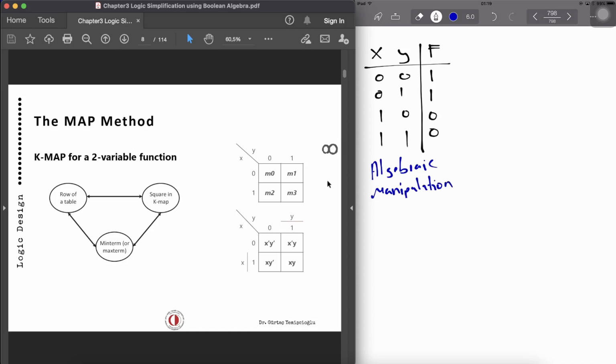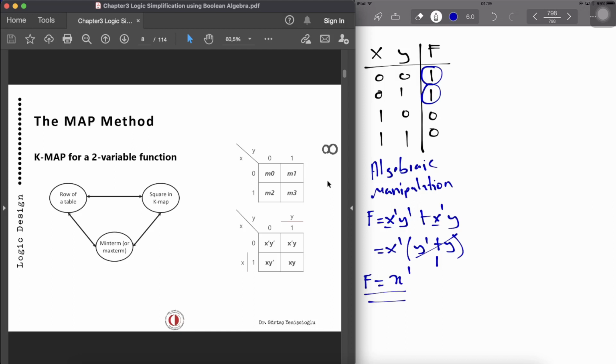Now, with algebraic manipulation, we know where it is 1, right? On those two places. So f is equal to x prime y prime, or x prime y. These are the minterms. Now, x's are common, x primes are common, so x prime is taken out. Y prime plus y is 1, and we end up with x prime. So f is equal to x prime. Now, this is the algebraic manipulation.